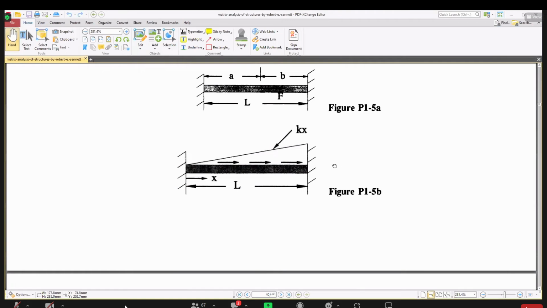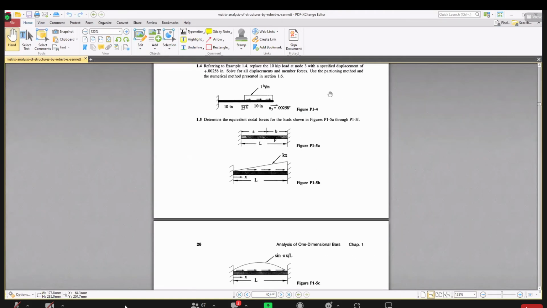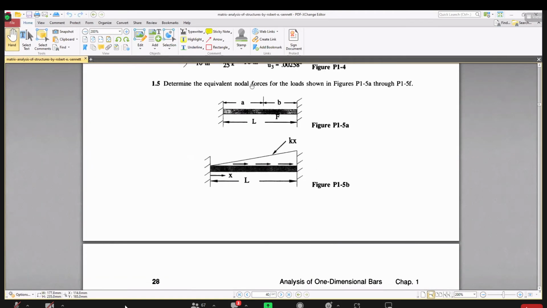Yes, sir. So what we will do now is get the fixed end forces. The fixed end forces are just the equivalent nodal forces, right? So here, like before, pass an imaginary cutting plane. It has a reference point, exactly the same, at x. So how much is it now?